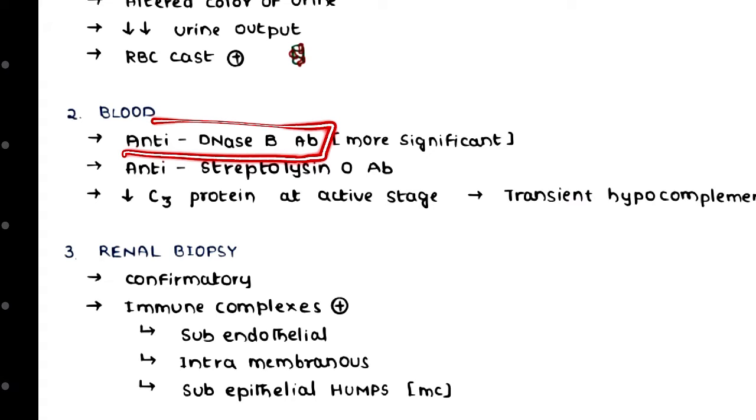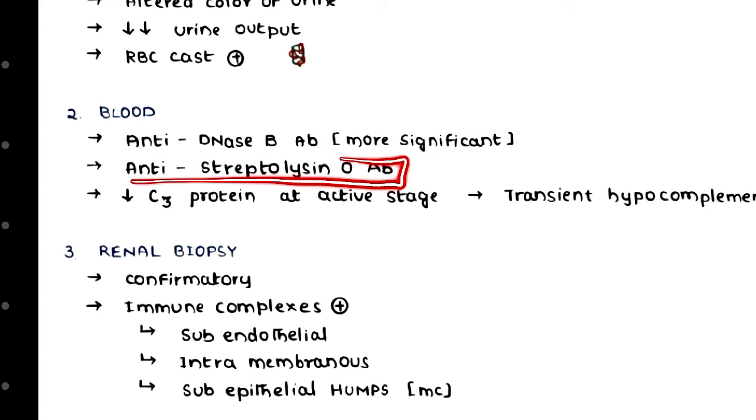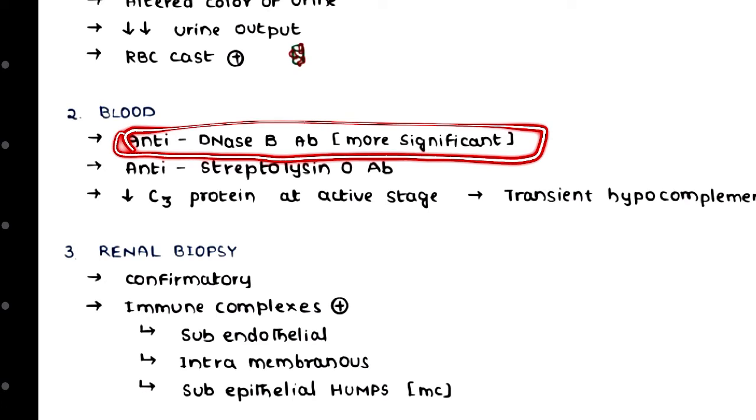This anti-streptolysin O antibody is mainly related with rheumatic fever. If you remember rheumatic fever, this is mainly found in the case of rheumatic fever. But this is our anti-DNase B antibody. It is more significant for diagnosing glomerulonephritis.